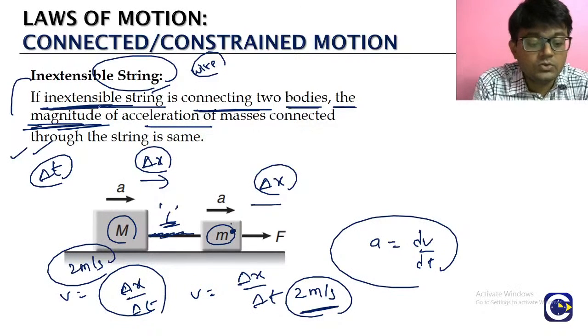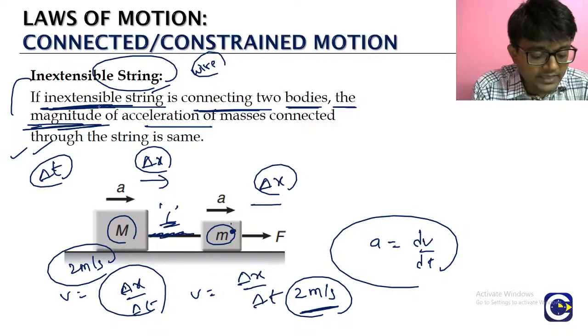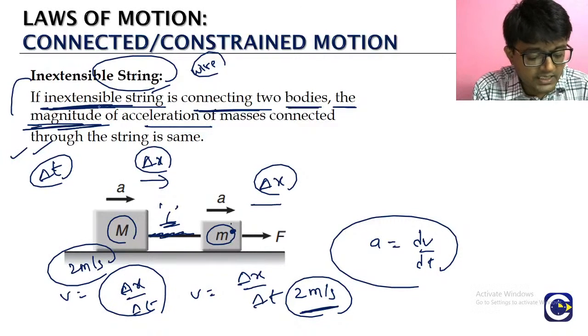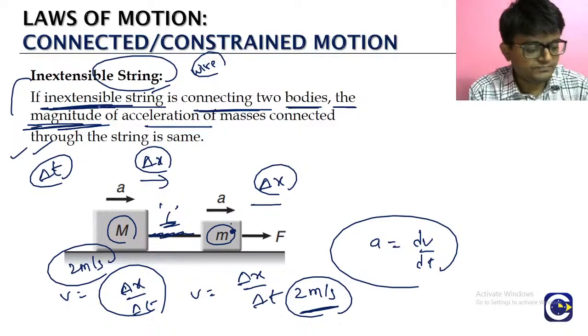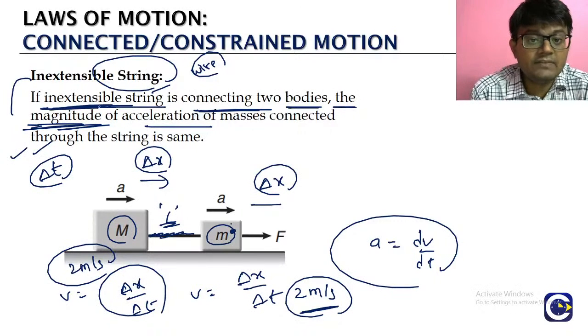Now this is going to help us in solving problems. So whenever we have bodies connected with a rope, the bodies will have the same acceleration magnitude.